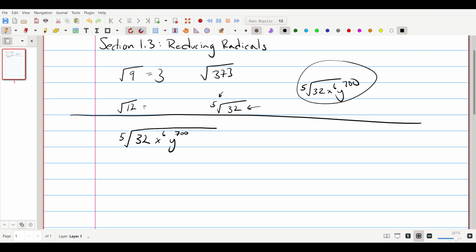Cool. Well, notice how in all of these it's just one thing by itself to a power, and x to a power, y to a power, but this is not to a power. So we need to fix that. We need to write all of our numbers so that they look like something by itself to a power. And how do we do that? Well, we use a prime factorization tree.